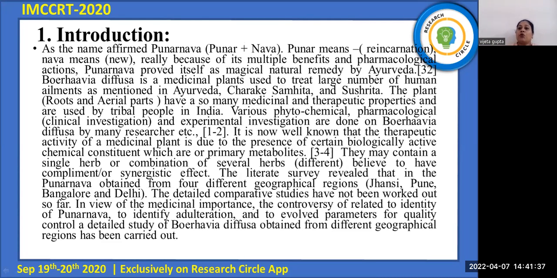The literature review revealed that for Punarnava obtained from 4 different geographical regions, Jhansi, Pune, Bangalore, and Delhi, a related comparative study has not been worked out so far. In view of the medicinal importance, the controversy related to the identity of Punarnava, to identify adulteration and to evolve parameters of quality control, a detailed study of Boerhavia diffusa obtained from different geographical regions has been carried out.